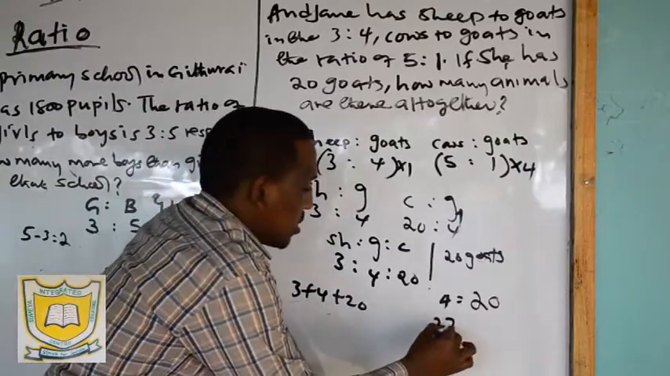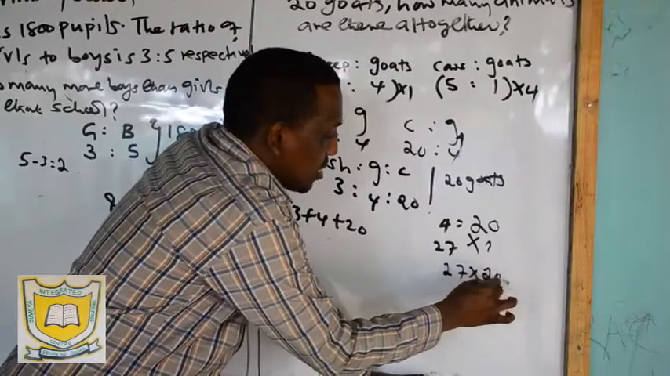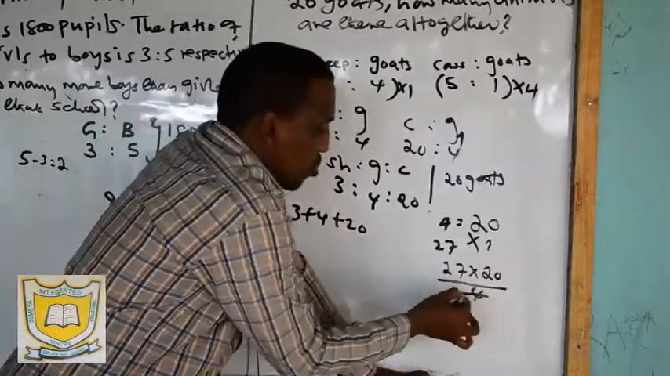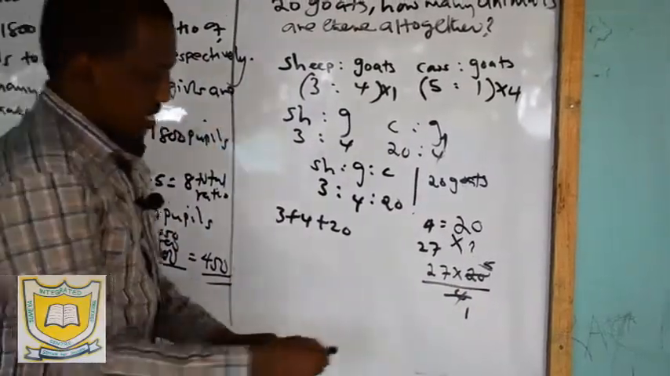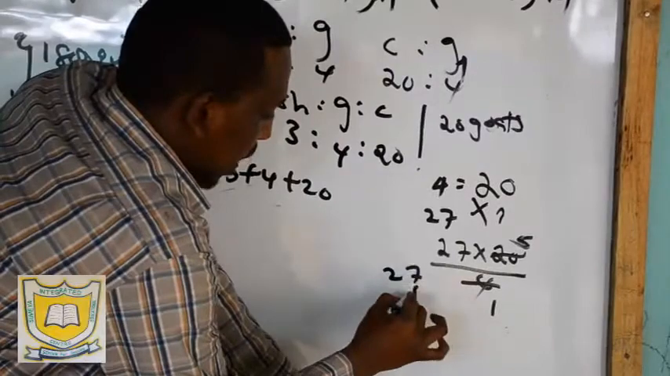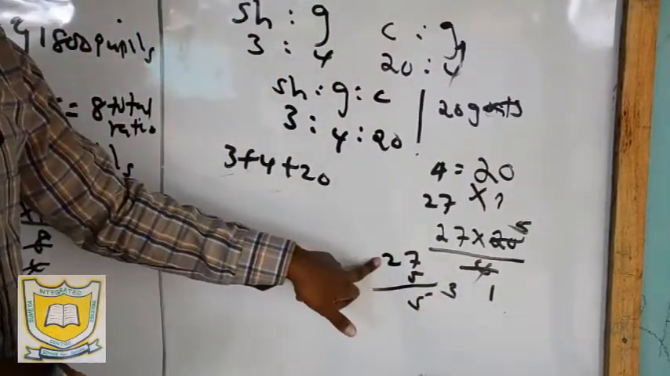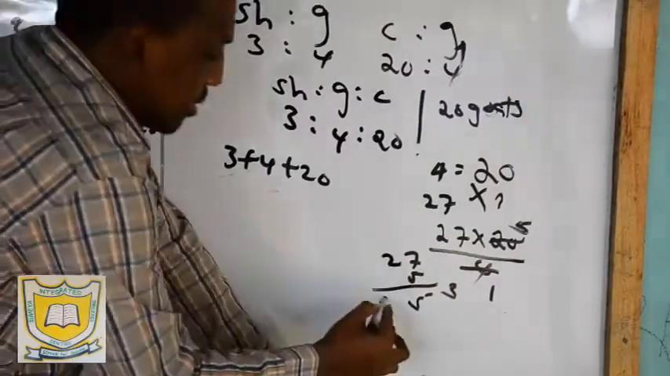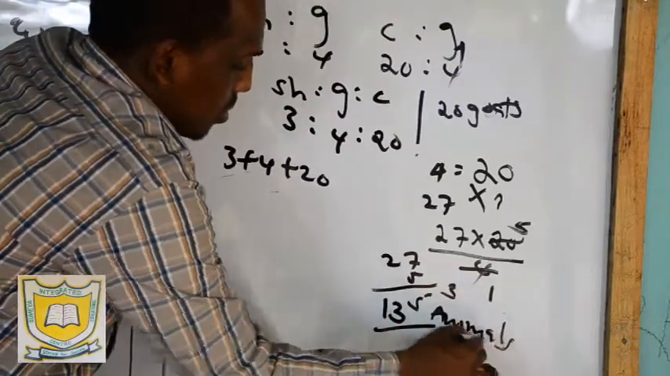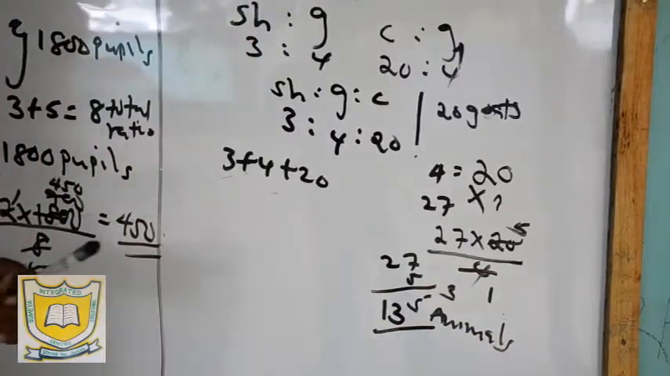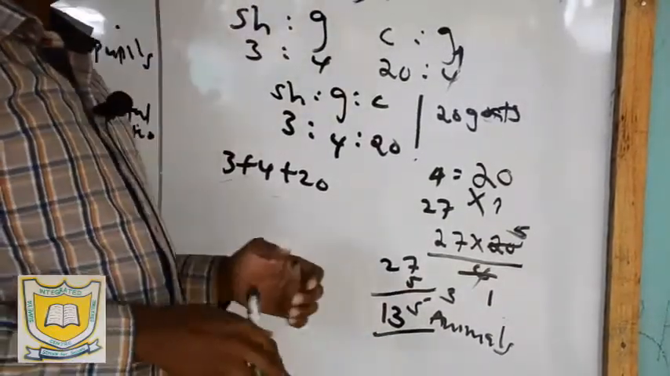What about 27? Cross multiply. So you say 27 times 20 over 4. By 4, 1, by 4, 5. So let us multiply now. 27 times 5. 5 times 7 is 35, 5 carry 3. 10 plus 3, 13. So you will get 135 animals. That's how we get 135 animals. It's very simple when you understand. So it's 135 animals, the total number of animals.